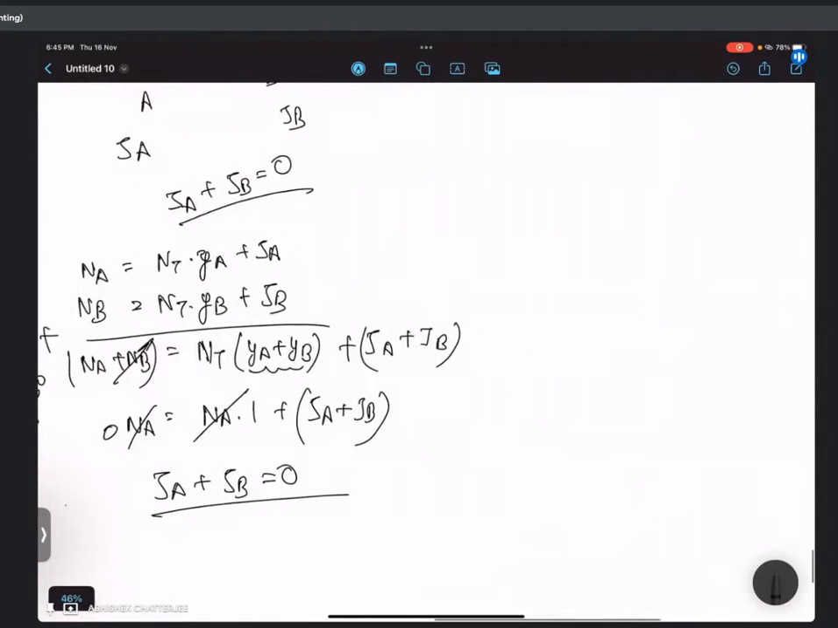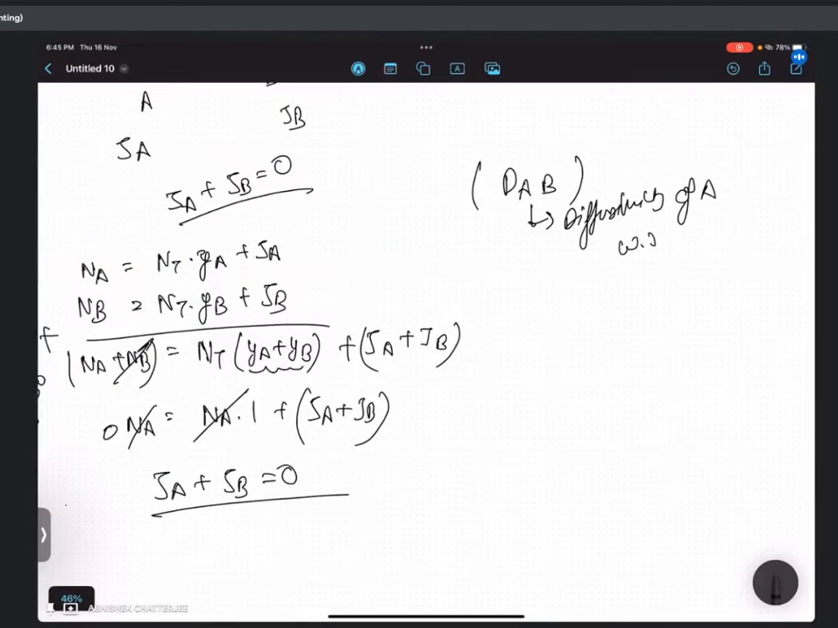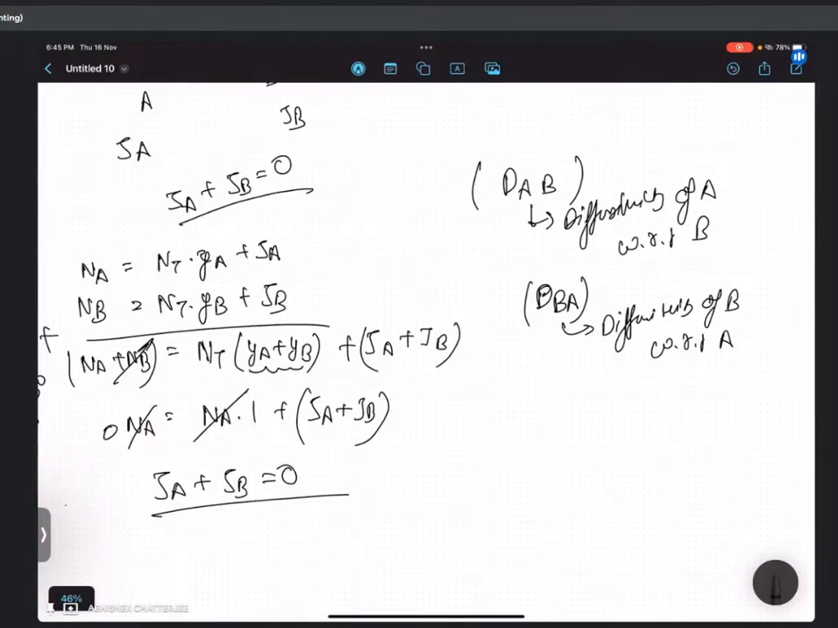Another thing, you consider DAB. DAB means diffusivity of A with respect to B, and DBA is diffusivity of B with respect to A, or diffusivity of B in A. This is diffusivity of A in B. You try to derive that DAB will always be equal to DBA. This also you try to derive at home.